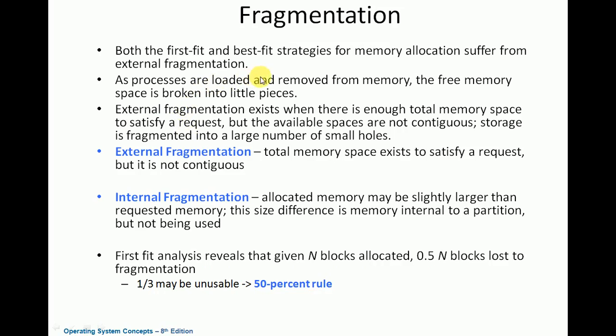Both the first fit and best fit memory allocation strategies suffer from external fragmentation. Let us understand what fragmentation is. There are two kinds of fragmentation: external fragmentation and internal fragmentation. Let us understand what external fragmentation is. As processes are loaded and removed from memory, the free space is broken into little pieces. External fragmentation exists when there is enough total memory space to satisfy a request, but the available space is not contiguous. Here the memory holes are scattered throughout the memory.